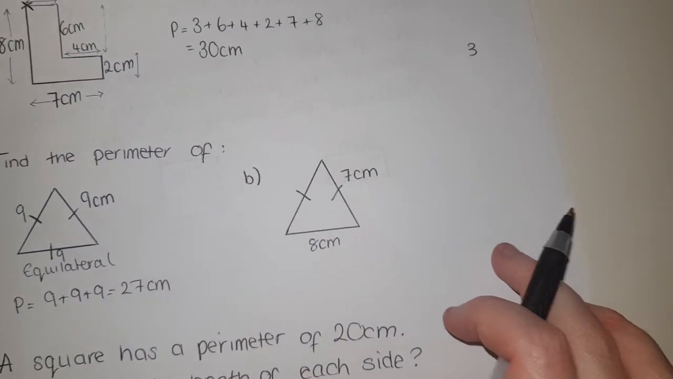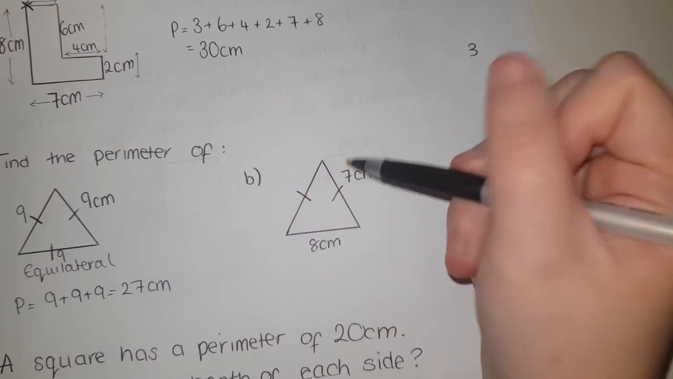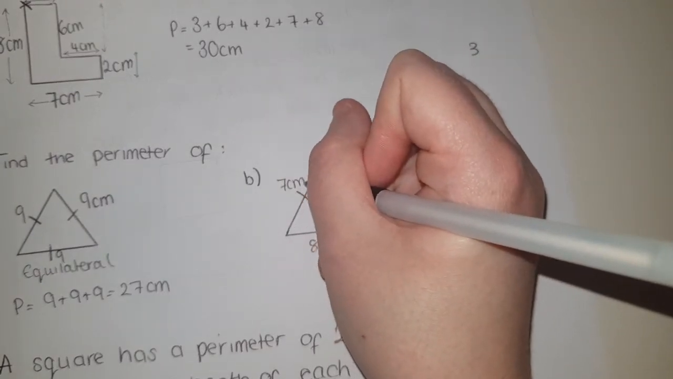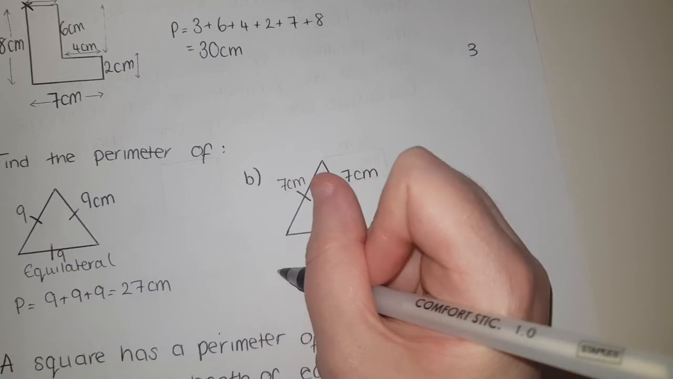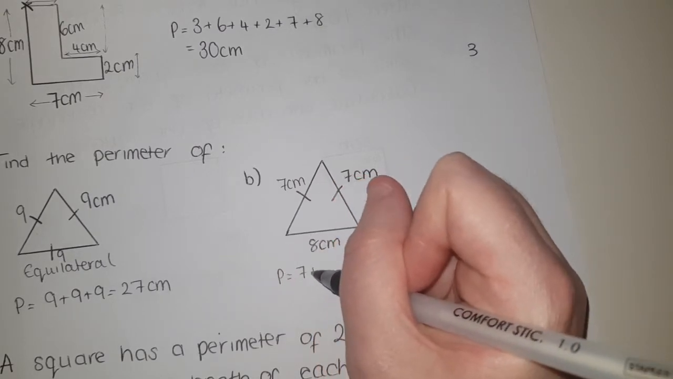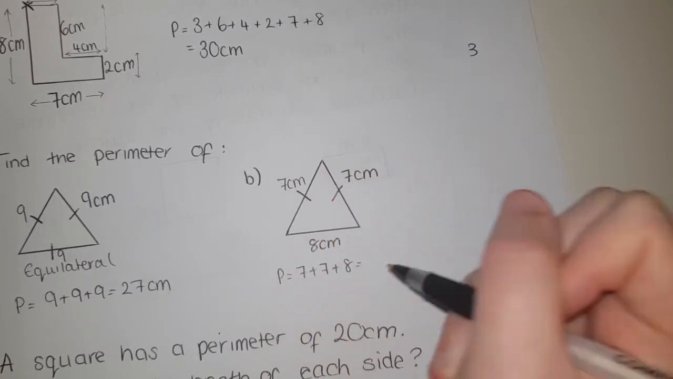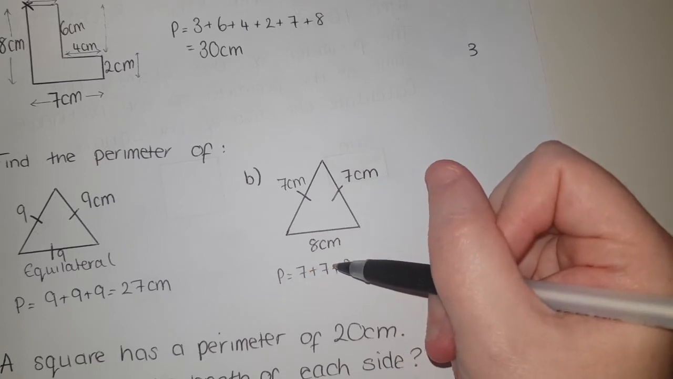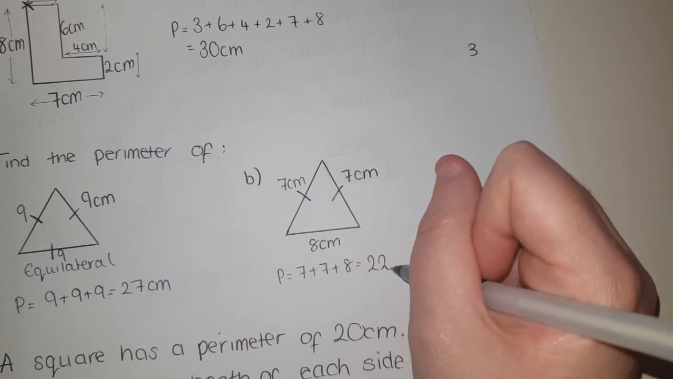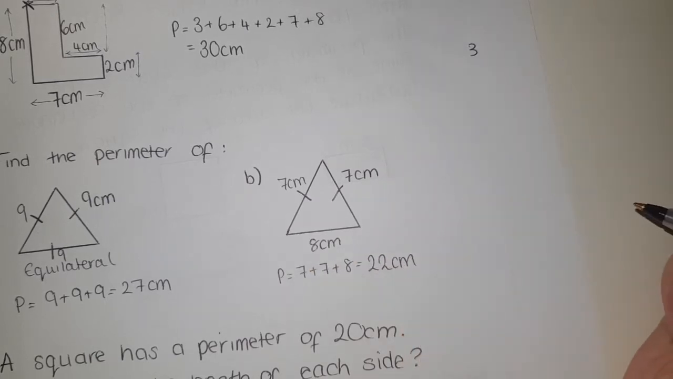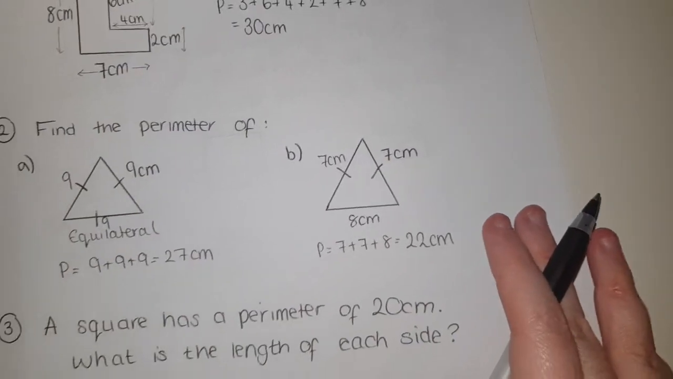Okay, if I look at the next one, these two lines are the same length. So this one's 7 centimeters. That means I've just got a perimeter of 7, 7, and 8. So 7 add 7 is 14. If I add 8, I'm going to get 22 centimeters. Okay, hopefully nothing too tricky so far.